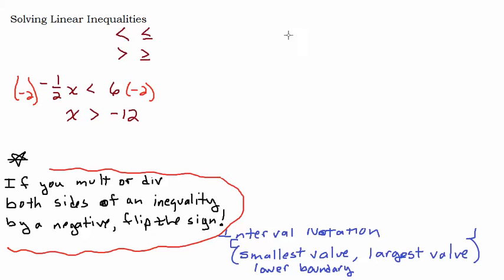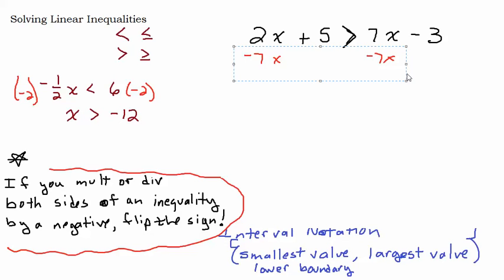Let's say you have something like 2x plus 5 is greater than 7x minus 3. All right, so notice we've got x's on both sides of the inequality. So my two options are here. I could subtract 7x from both sides to get my x's on the same side. But if I do that, I'm going to end up with negative 5x over here, which means I'm going to end up dividing by negative 5 at the end. And we know that if we divide by a negative, we have to flip the sign, and maybe we'll forget to do that. So instead, why don't we subtract 2x from both sides?